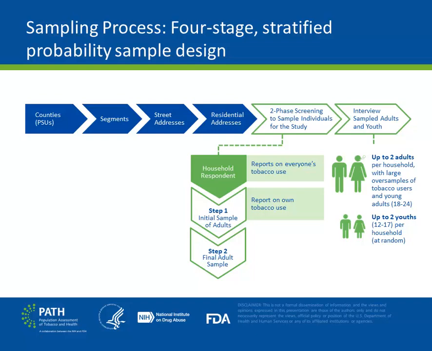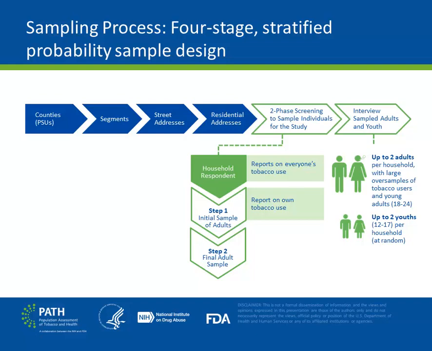Once a residential address was selected, a field interviewer was sent to the address to complete the fourth stage, which was to select the respondents. This is shown in the image after the third stage. The selection of respondents involves a 2-phase screening procedure. The image illustrates the 2-phase screening in green under the 4 stages just described.